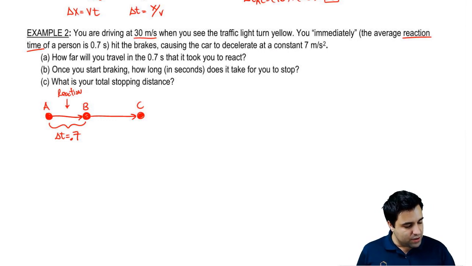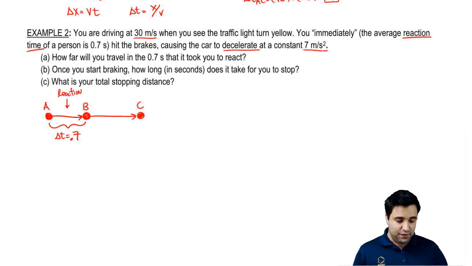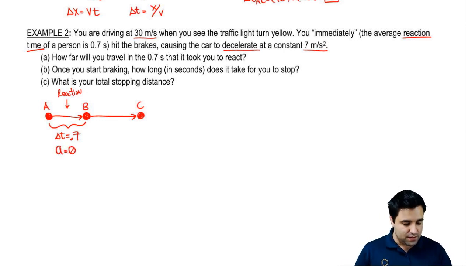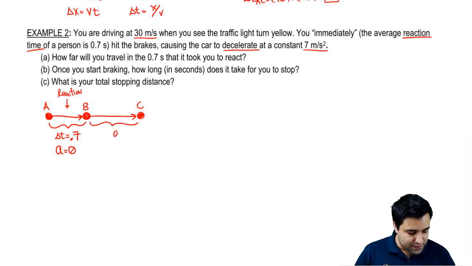So you cause the car to decelerate at a constant 7. That's for the second piece. The first piece, you do nothing actually, right? You're just reacting to it. So the acceleration for this piece is 0. The acceleration for this piece is 7, but it's negative, okay?